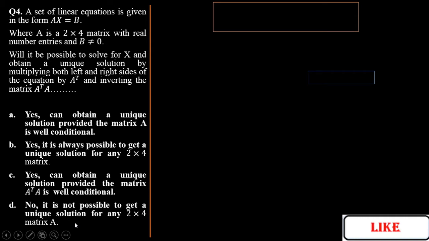So here we have the system of equations Ax = b, where A is a rectangular matrix, that is 2 cross 4, and b is not equal to 0. We multiply both sides with A transpose, and we need to check which one of the 4 conditions holds. Before giving the right answer, we must go through some theoretical part, to understand the question, and it is helpful for other questions also.